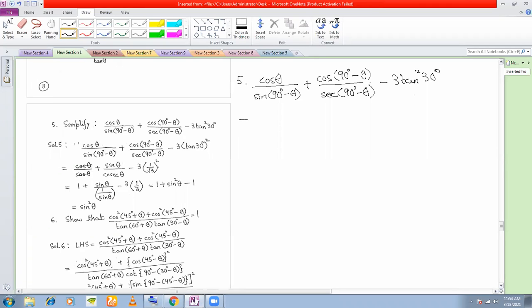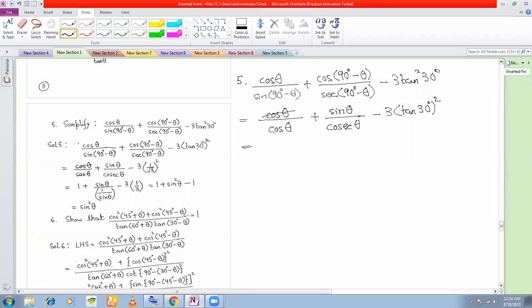Now cos theta we write as it is, which is there in the numerator. And you know sine 90 minus theta is cos theta, plus cos 90 minus theta in the second fraction in the numerator. Cos 90 minus theta is sine theta. And sec 90 minus theta, you know sec changes to cosec. So you write this as cosec theta. Minus 3, write this as tan 30° whole square.